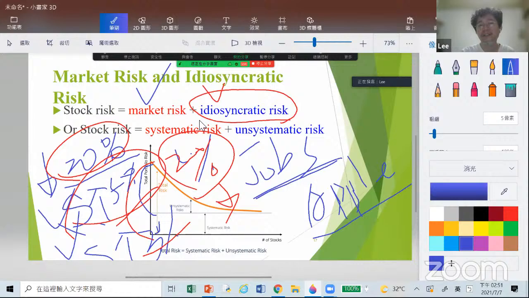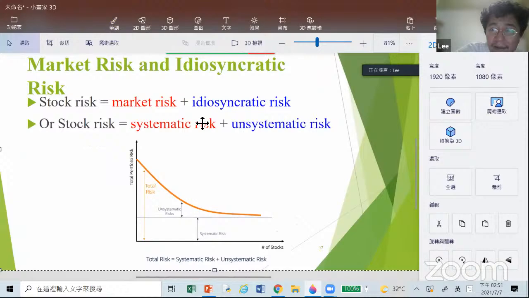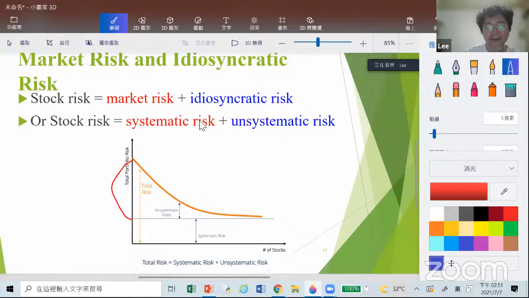So, like we say here, this part is from idiosyncratic risk. If you diversify all your investments, you can reduce it. And this part is systematic risk. You cannot reduce it. No matter whether you put your money in Samsung, Xiaomi, HTC, or some other company, you cannot avoid it, because when the adverse event occurs, it will affect all the companies.